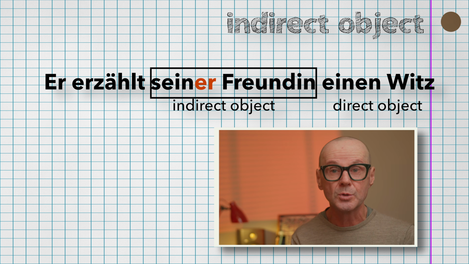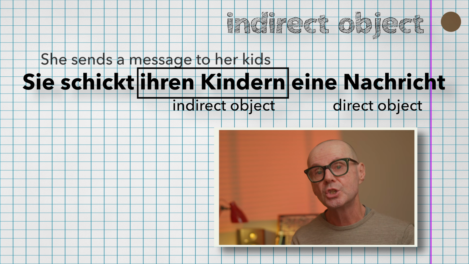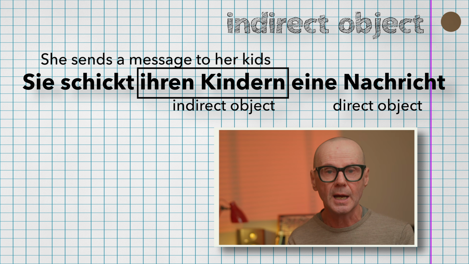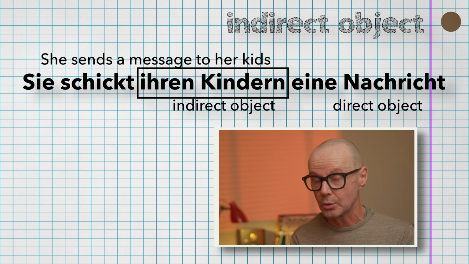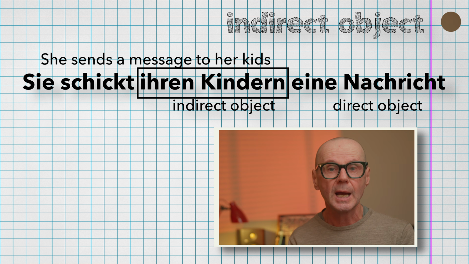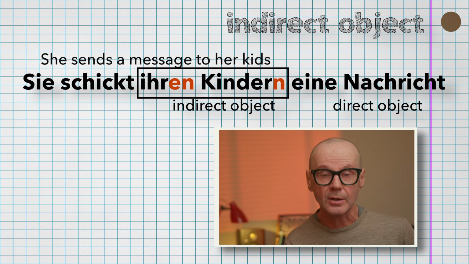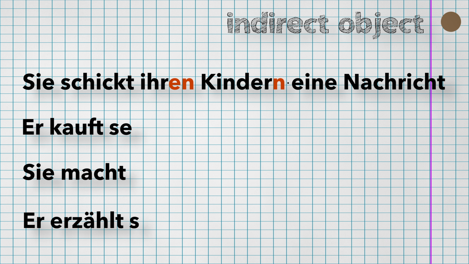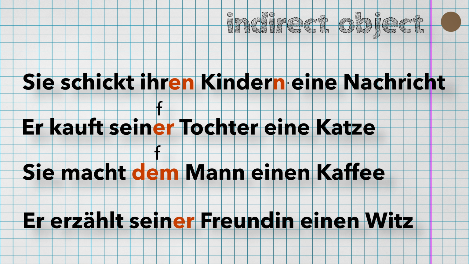We could also use the verb schicken, to send. Sie schickt ihren Kindern eine Nachricht. She's sending a message, that's the direct object, and the person or people she's sending it to are the indirect object, and that would be her kids. And you'll recognize the dative plural here because of the N on the article and on the noun itself. In each of these cases, you'll see that the dative contains the idea of for someone or to someone. So whenever you're trying to express this idea in German, we'll often be using the dative.